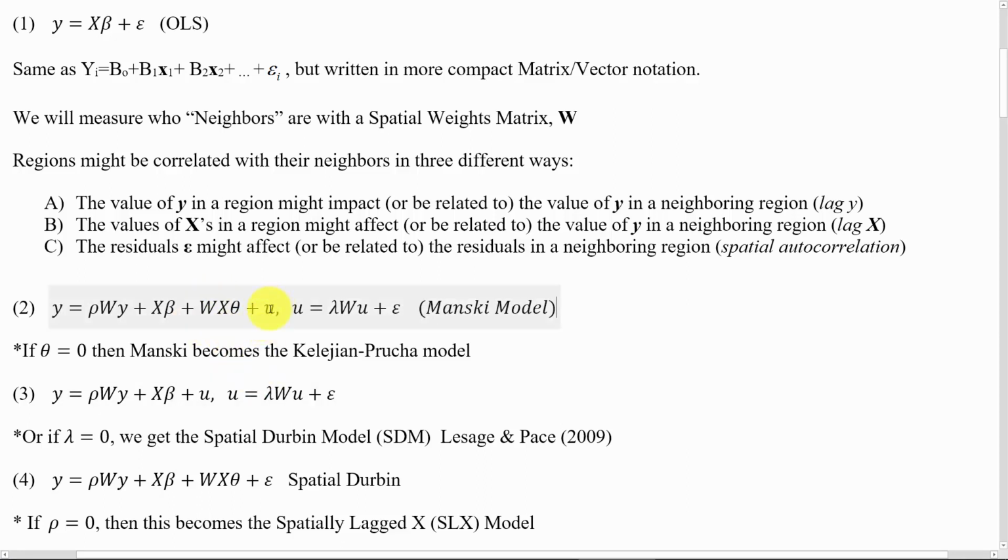So u is an unexplained term. But in the Manski model, u is a function of, so my unexplained variation is a function of my neighbor's unexplained variation plus some white noise term, totally random stochastic error term here. So this is called the Manski model. Now, the Manski model is kind of the fullest version of a spatial econometric model that you could have.